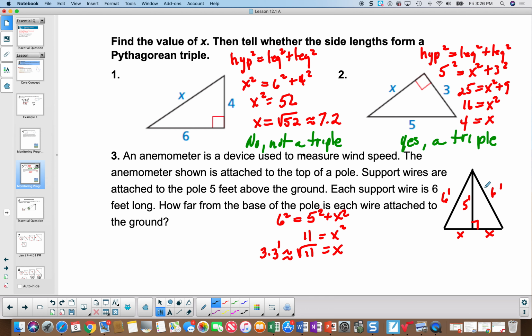In this particular problem, we're talking about a pole, and there are 2 wires that are the same length supporting it. They're both 6, and the pole is 5, and we'd like to know how far that wire is from the pole, so we're looking for x. So this is an isosceles triangle right here. We're going to put 6 into the hypotenuse, 5, and then x, and solve, and we're going to get the answer about 3.3 feet. Now this is not a triple, but this is using the Pythagorean theorem.